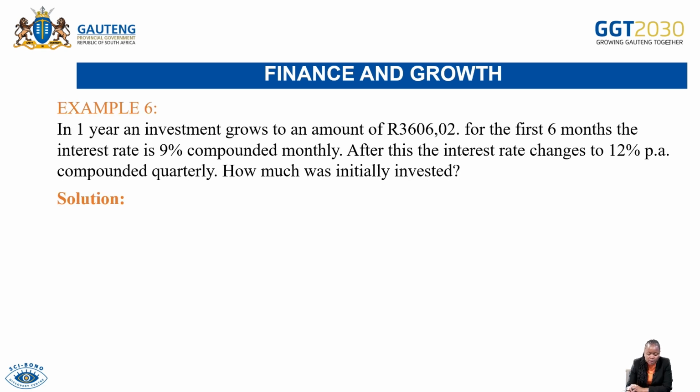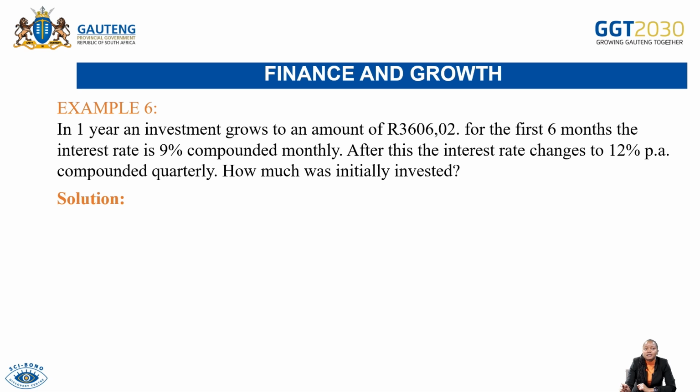Okay, so the second one, you are the one who's going to do it. Please do example 6. It says, in 1 year, an investment grows to an amount of 3,606.02 cents. For the first 6 months, the interest rate is 9% compounded monthly. There's that magic word again. After this, the interest rate changes to 12% per annum, compounded quarterly. So how much was initially invested? I am giving you another 2 minutes. Please quickly do this one for me. Okay, your time is up.